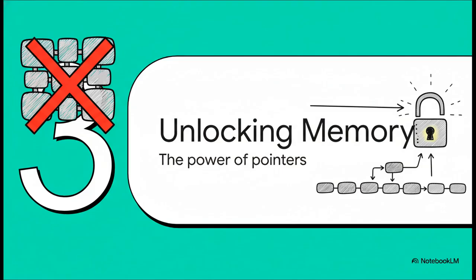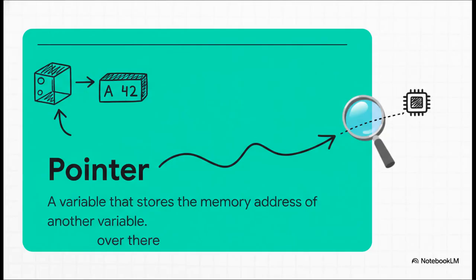They're the real key to understanding how the language handles things like strings and other data efficiently. So let's break down how they work. A pointer is just a special kind of variable. Instead of holding a value, like the number 42 or the letter A, it holds a memory address. It's the location where some other piece of data lives. It's kind of like having a sticky note that just says, the info you actually want is over there.